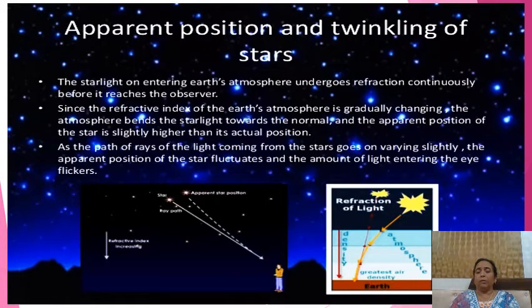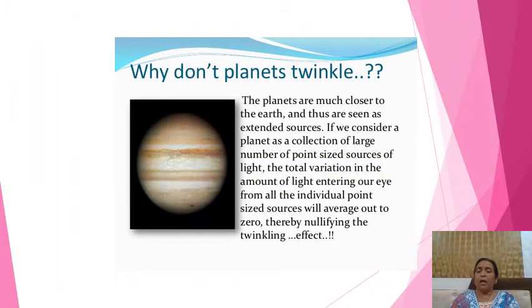Both the reasons, the apparent position of the stars and the twinkling of the stars, are the result of atmospheric refraction. But why don't the planets twinkle? Don't they face atmospheric refraction? There is another reason. The planets are much closer to the Earth and thus they are seen as extended sources. Now what do these extended sources mean?